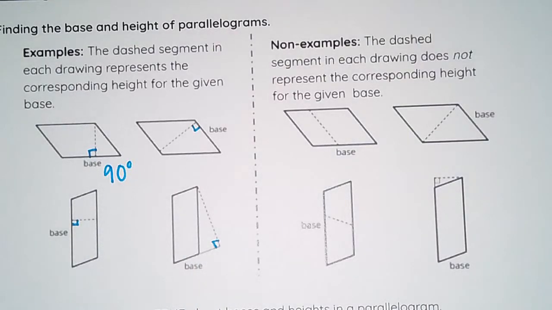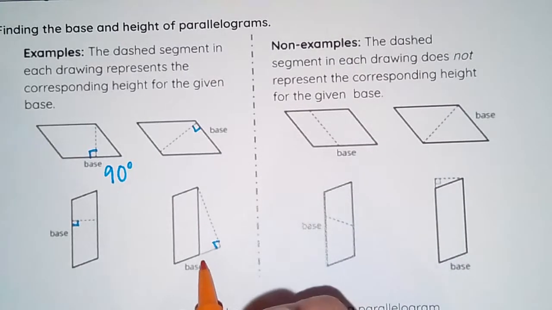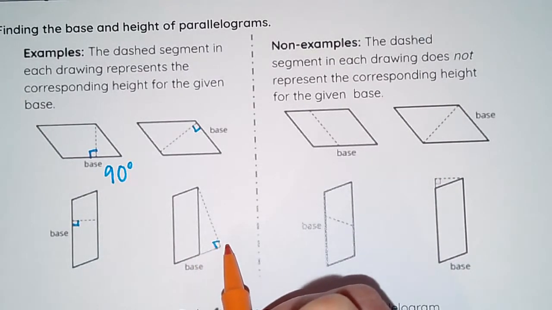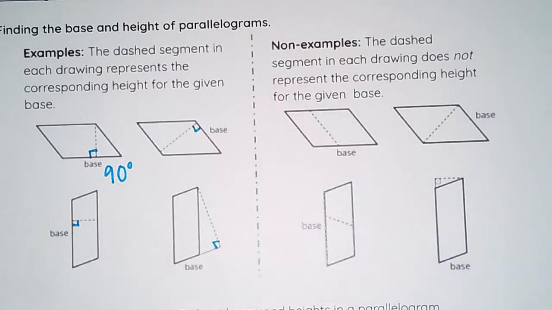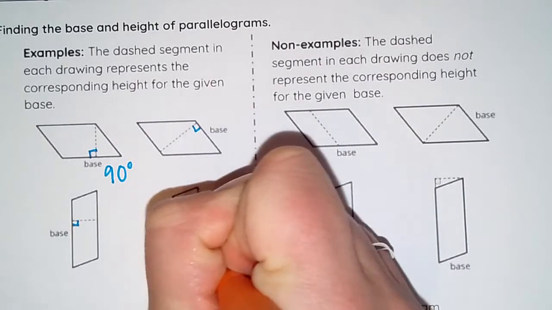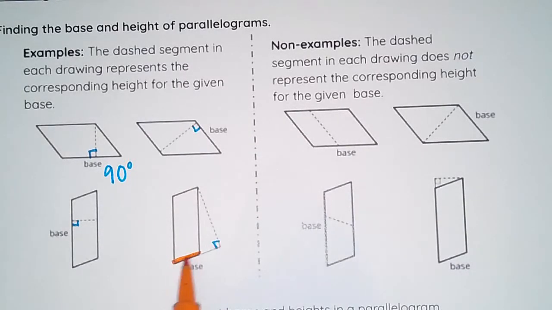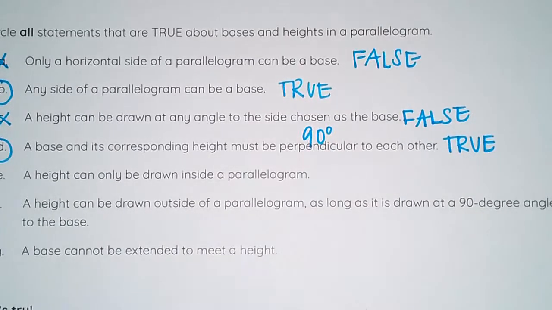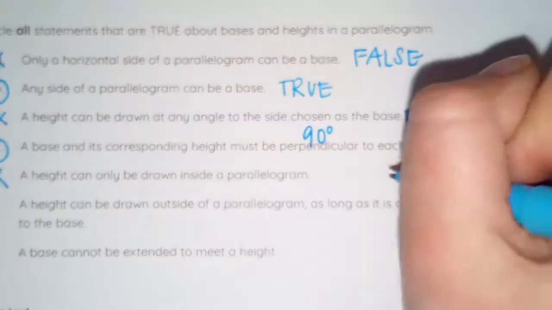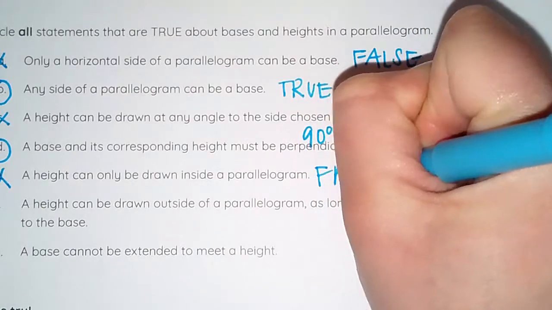Now, I want to point something out to you. This base was extended to appropriately make our height. However, when we're measuring, our base is still only the part of the figure. This little bit is ignored. It's just used to help us make that 90-degree height. So if we were measuring, we would only use this as our base. This is just a guide to help us appropriately make that height. All right, so a height does not have to be inside. That is false.